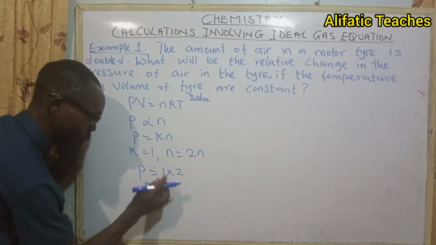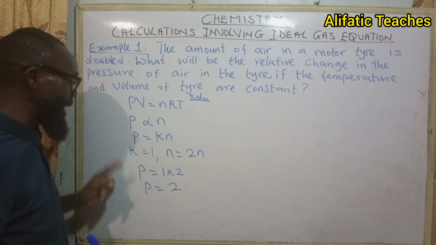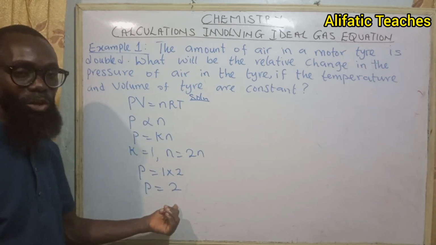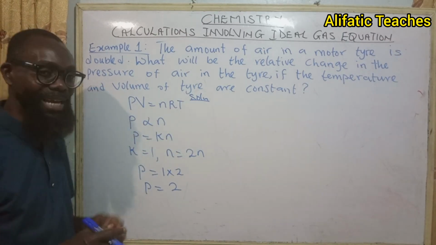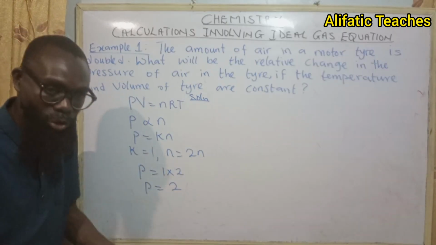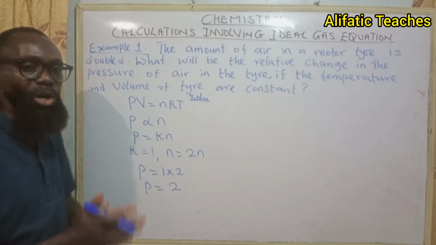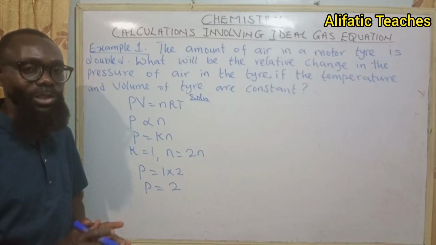So P will now equal 1 times 2, which is 2. Definitely, when our amount is doubled, then our pressure will also be doubled. So the relative change in the pressure of air in the tire will also be doubled. So that is the answer: the pressure of the gas in the tire will also be doubled.